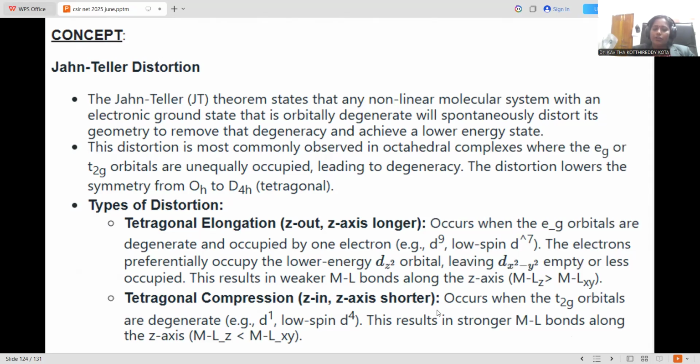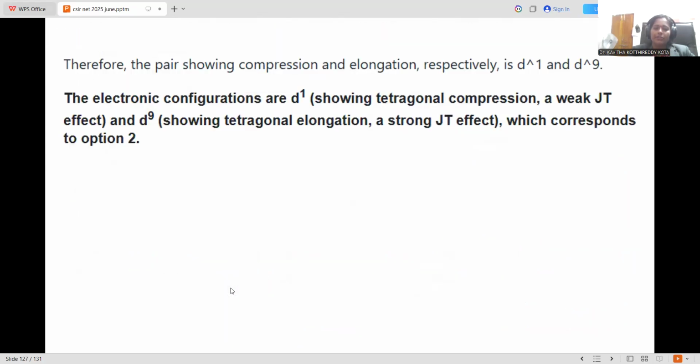Z in, z-axis shorter, takes place. The axial orbitals shrink. This is possible whenever t2g orbitals are degenerate, with a d1 or low spin d4 electronic system. So d9 and low spin d7 correspond to tetragonal elongation, and d1 and low spin d4 systems undergo the tetragonal compression process. This results in stronger metal-ligand bonds along the z-axis. So this gives rise to Jahn-Teller distortion, tetragonal elongation and compression.